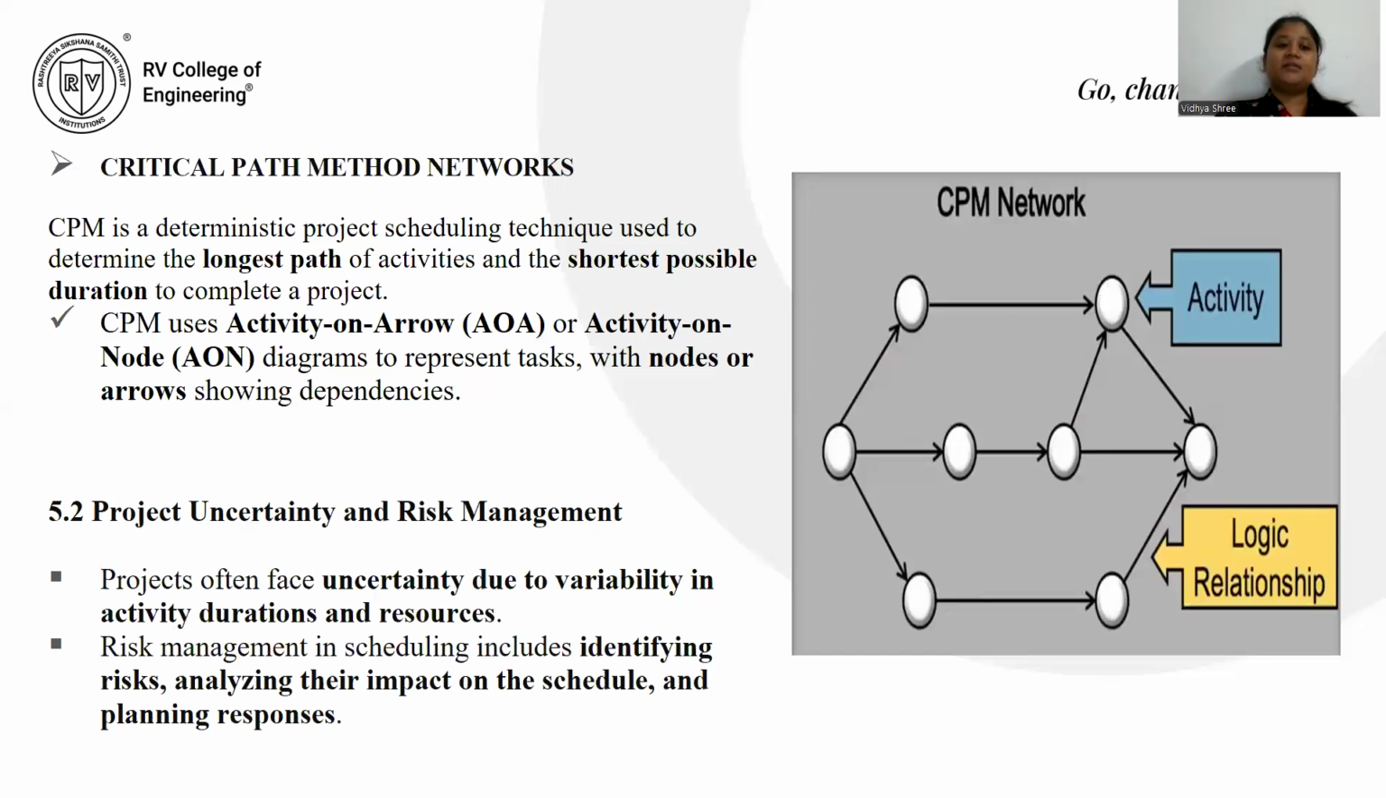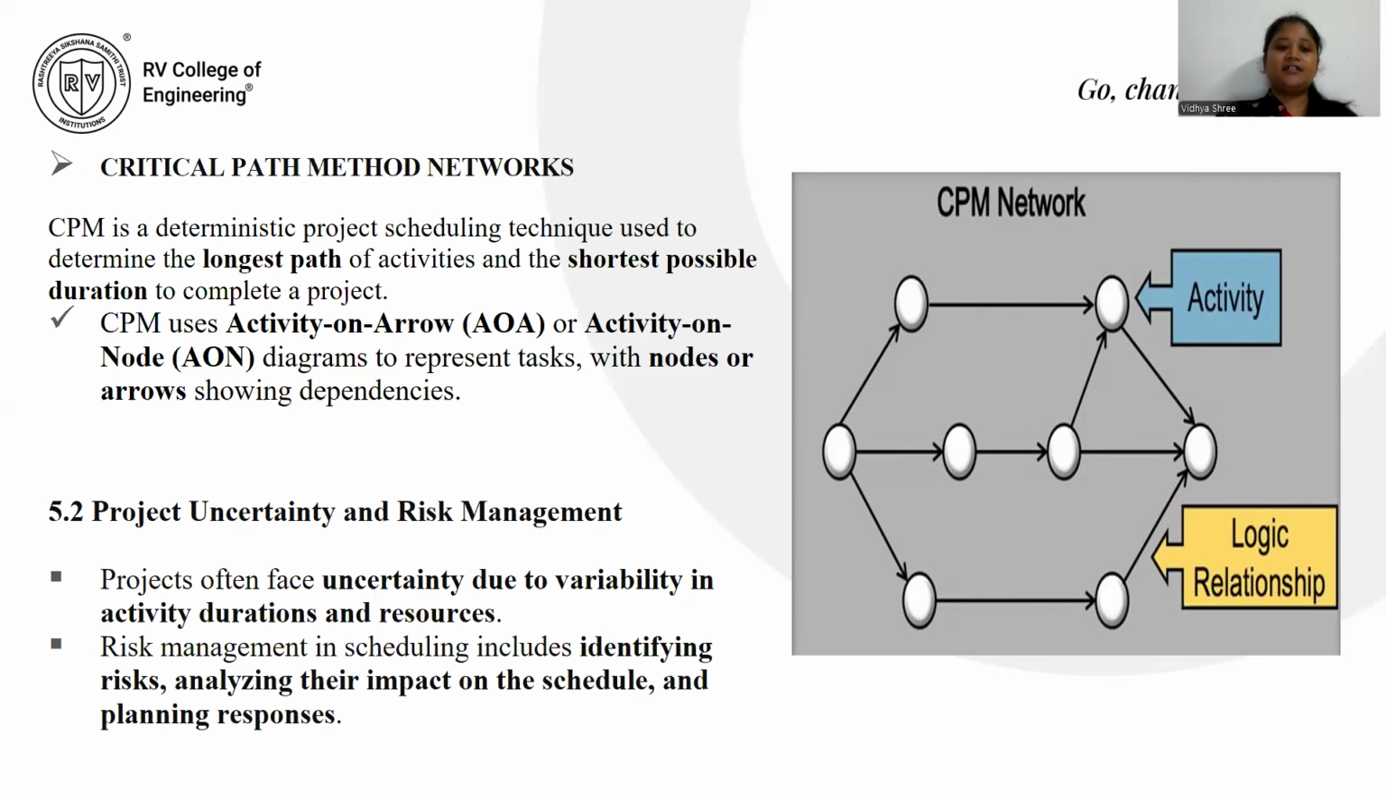The critical path method network is a deterministic project scheduling technique used to determine the longest path of activities and the shortest possible duration to complete a project. The critical path method uses activity on arrow or activity on node. This is a diagram that represents a task with nodes or arrows showing the dependencies.